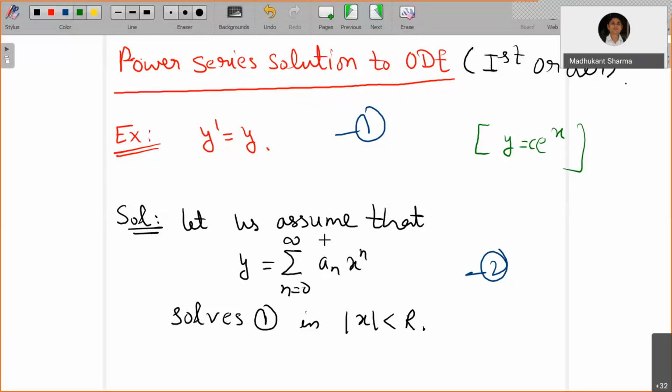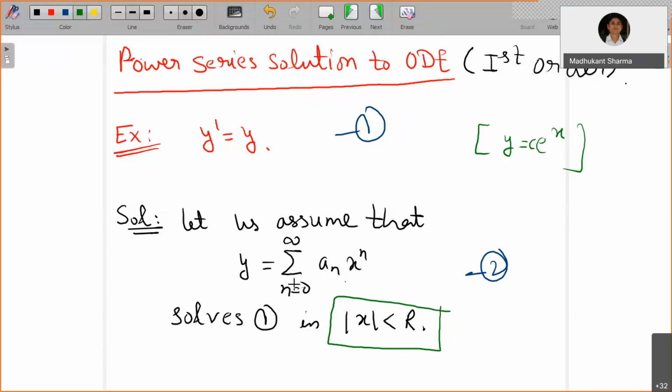Now let us assume the following power series expansion solves 1 in the interval of convergence, mod x less than r. Once I mention mod x less than r, it means this series has interval of convergence minus r to plus r. Okay, and we can now utilize all the possible properties attached with this, means we can do term-wise differentiation, term-wise integration, and so on.